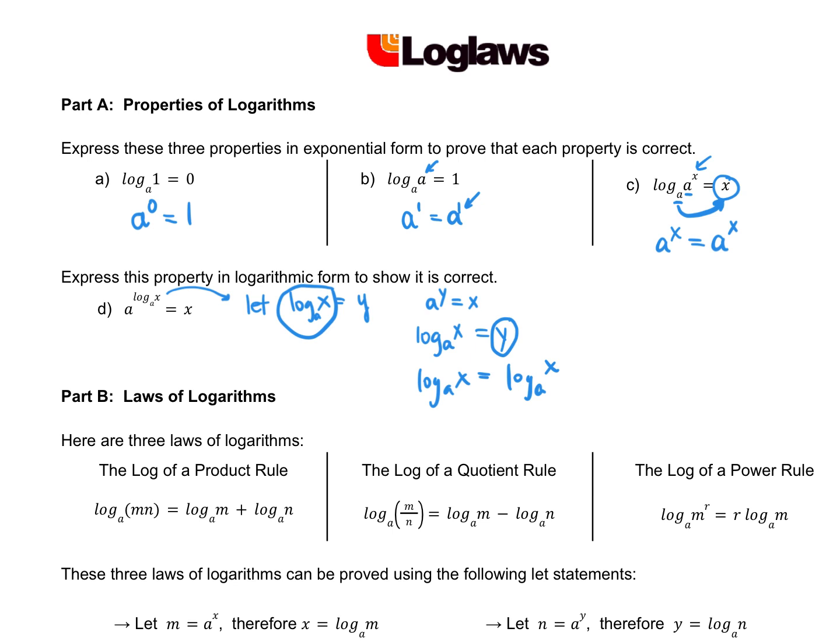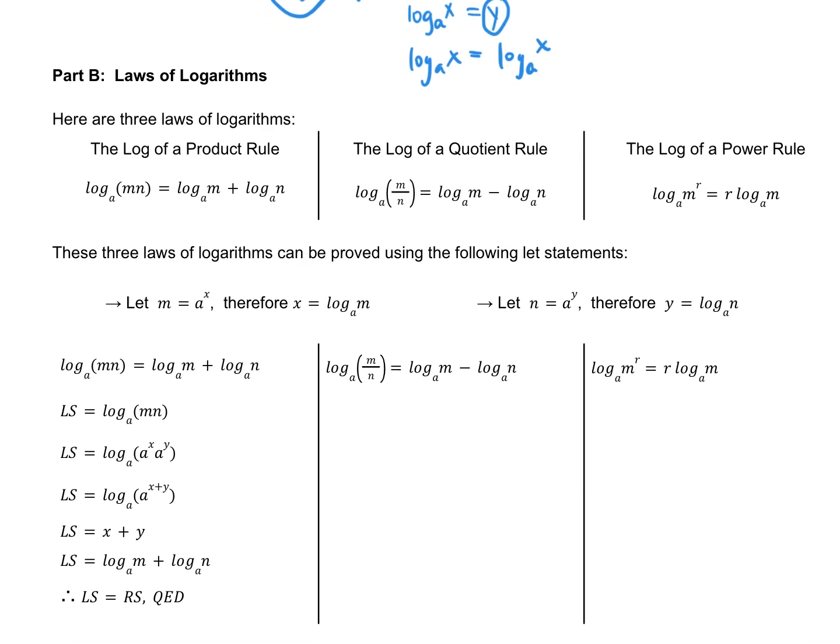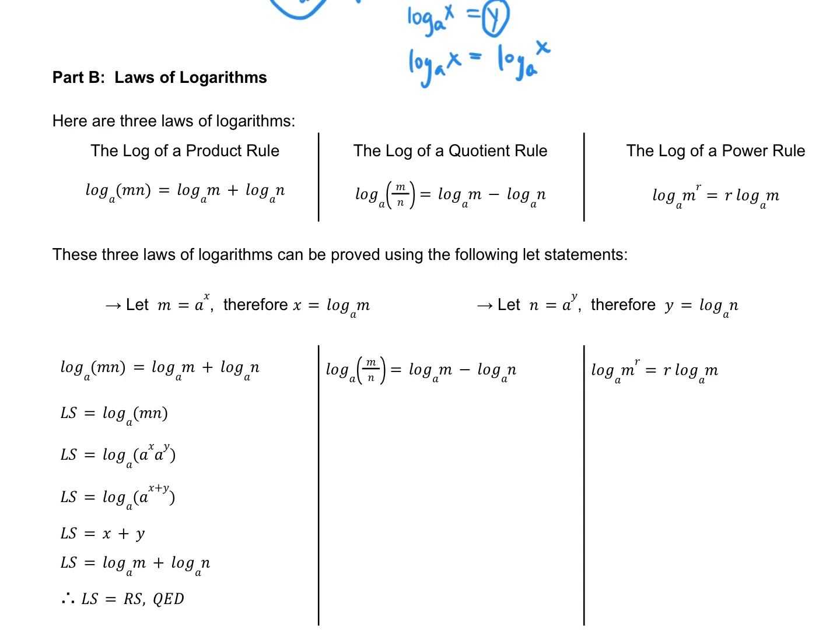So if I have an exponent, so a to the power of a log, if the base of the exponent and the base of the log are the same, then your answer is just that x value. And by converting between exponential and logarithmic form, we were able to verify these properties. Next, we're going to look at three very important laws of logarithms.